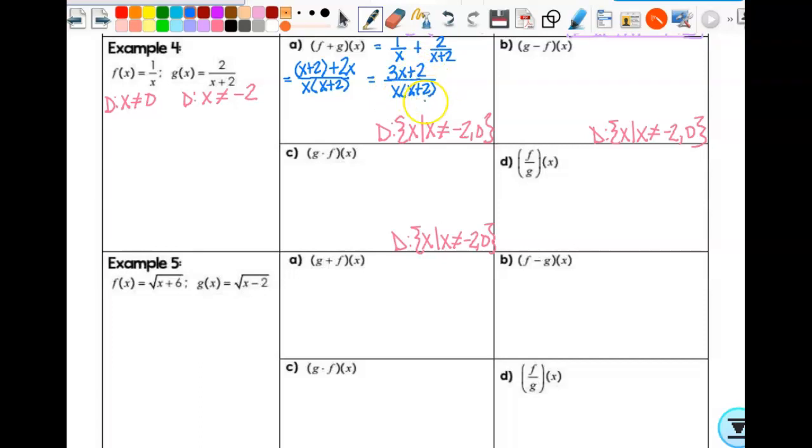I don't necessarily have to distribute that. Is there anything I can reduce here? Can I cancel these x's out here? No, 100% no. You've got 2 terms up here. That is 1,000% illegal. So there's nothing you can do. This is f plus g of x.